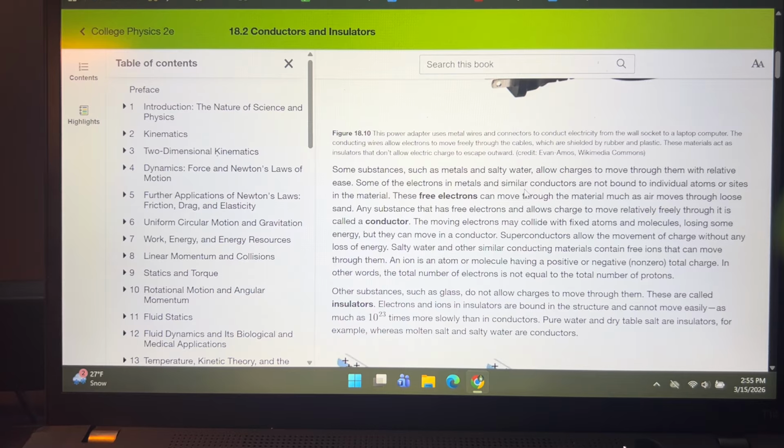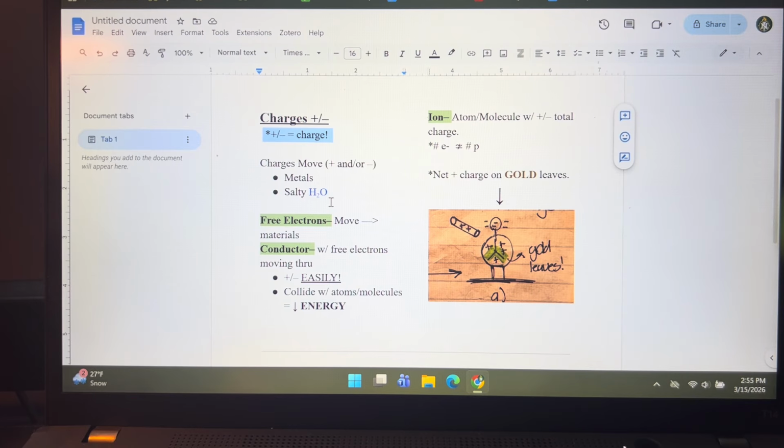If we go back to the paragraph here, we have right here, such as metals and salty water. One of the things that we can write down here is that metals, charges move through, positive and/or negative. Again, we're going to use positive and negative to represent charge. Metals and salty H2O, or as we know, H2O is water.